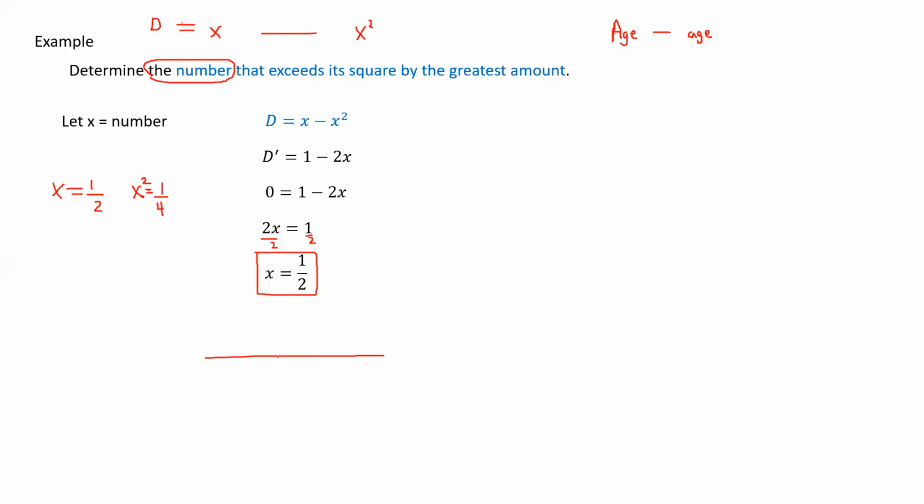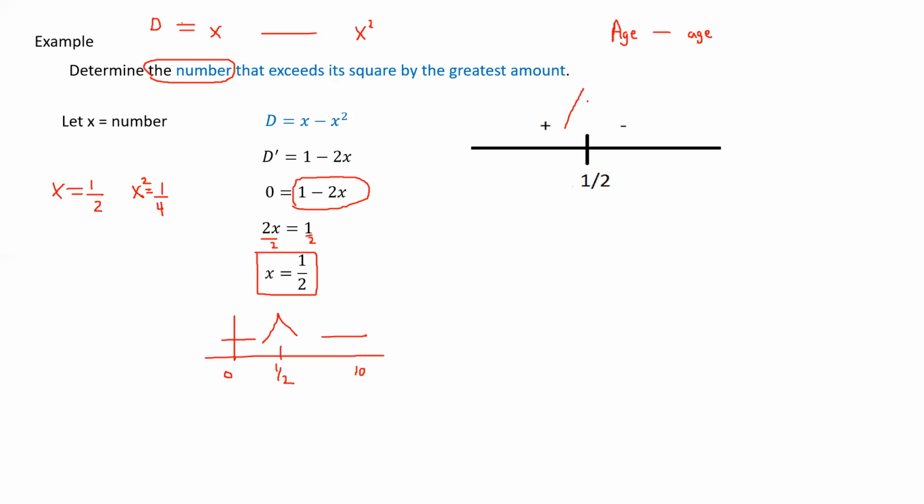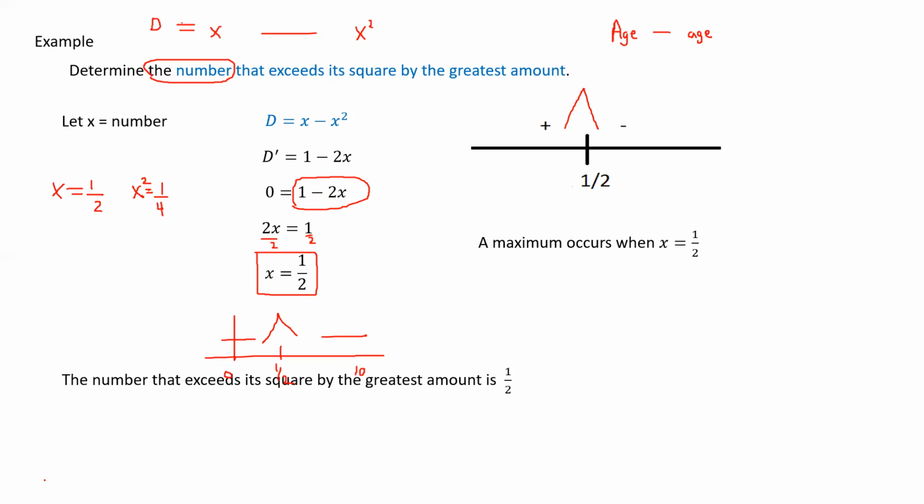All right, let's check our plus minus chart. 1/2, we're plugging into the derivative. Nice easy number on the left is 0, plug that in, I get positive. Easy number on the right, 1 minus 2, definitely negative. Increasing, decreasing. So that will give us a maximum when x equals 1/2. What were we supposed to do? Determine the number. Looks like we're done. So the number that exceeds its square by the greatest amount is 1/2.